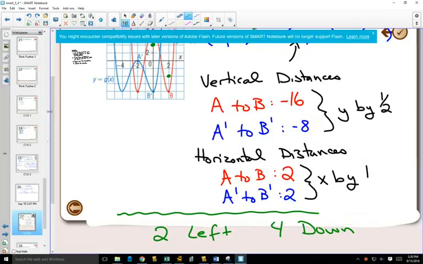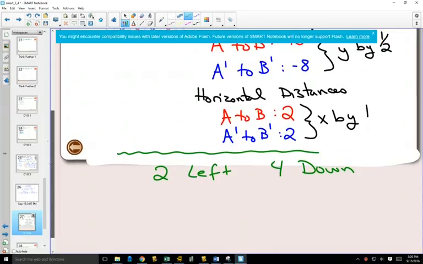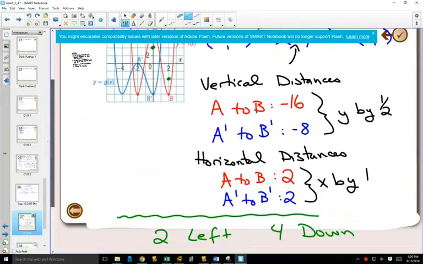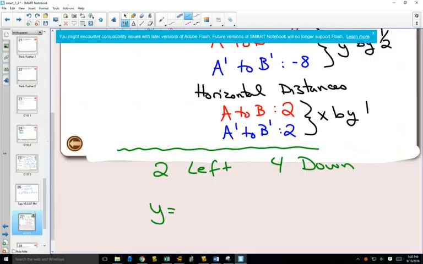Now that we've got what y and x have been multiplied by, how it's moving left and right, we can now write our equation. Start with, it's an f of x, so it's going to be y equals y by 1/2, that 1/2 would show up in front. F of, we don't need to show x by 1 because that won't change anything. The only thing happening to the x is it's moved 2 to the left. How do we show that? X plus 2 inside the function, and finally down 4 afterwards. There's our equation.